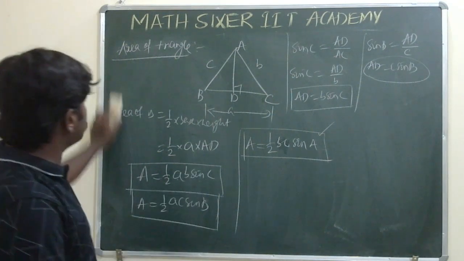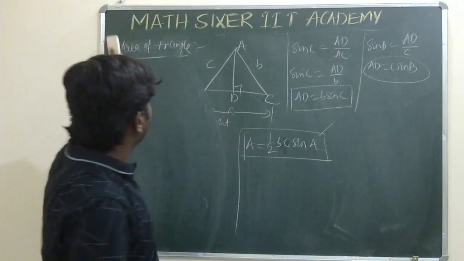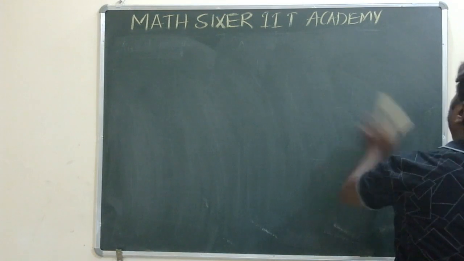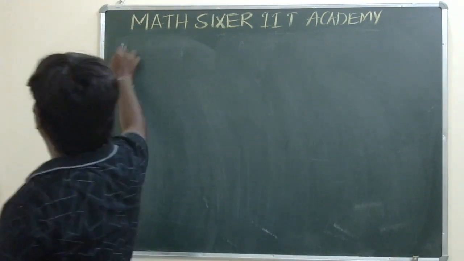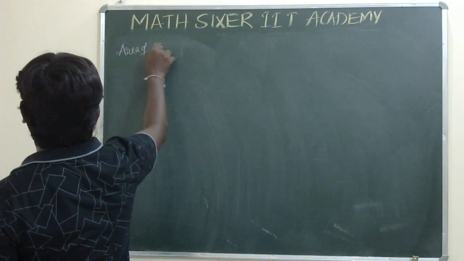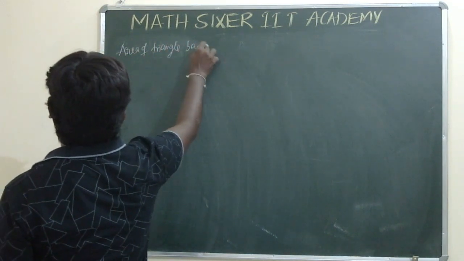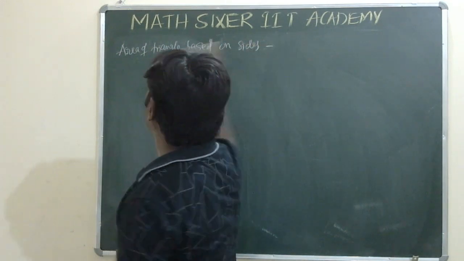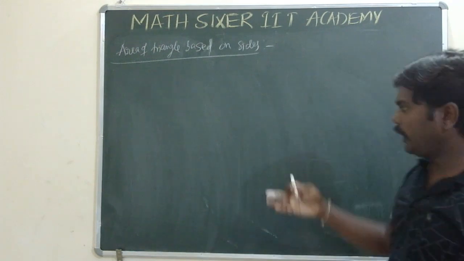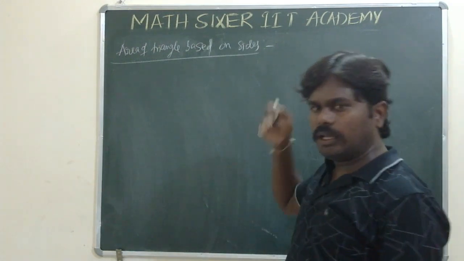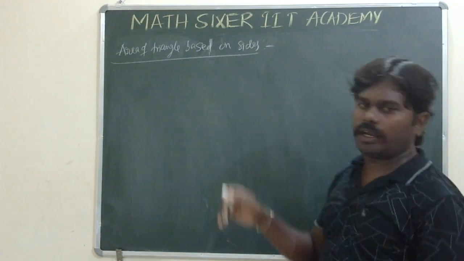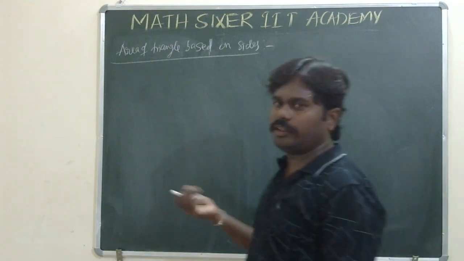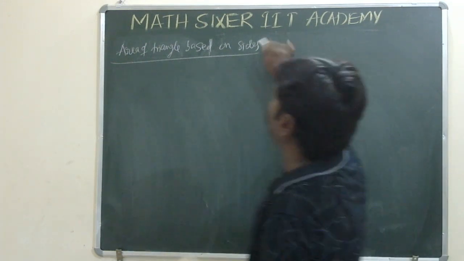So now next we will see a very interesting and also important property, that is Heron's formula. Area of triangle based on sides. Just now we have found the area of the triangle with the help of the angles and also sides. Now we are going to derive the area of the triangle based on only sides. Already you have studied this in class 9th and also 10th. This is called Heron's formula.